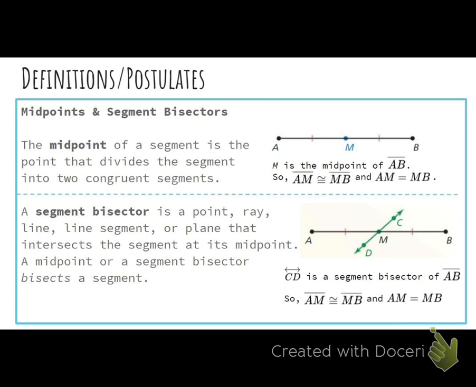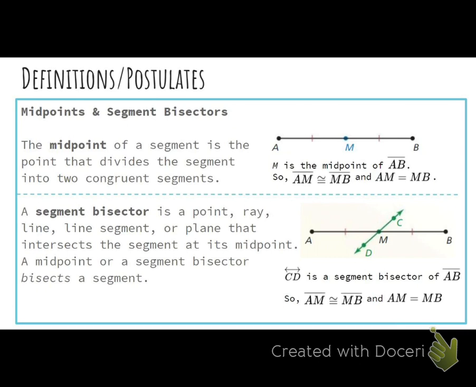second. Okay, sorry. It can be almost anything that intersects the segment at its midpoint, at that point that's directly in the middle. And we call this the midpoint if it's a point, or a segment bisector because it is bisecting that segment. So it's the midpoint of the segment or the segment bisector that bisects the segment.